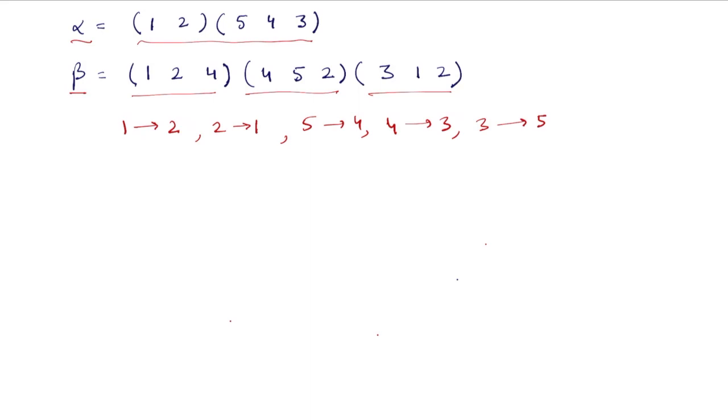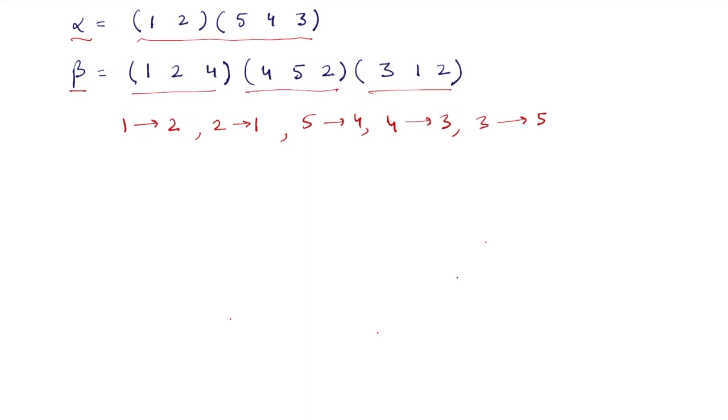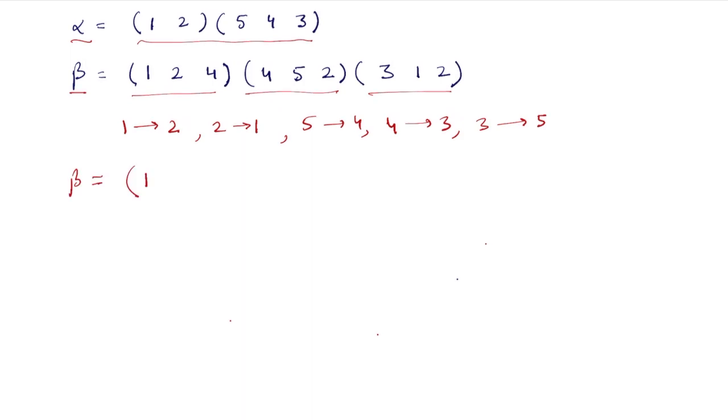But we will have to do a little bit of effort to find out where 1 goes under beta. So it would be better to write beta in disjoint cycle form if it is possible. So let us see whether we can write beta in disjoint cycle form or not. Notice that beta is a product of three permutations. First one is this, let us call it alpha 1 and then alpha 2 and then alpha 3.